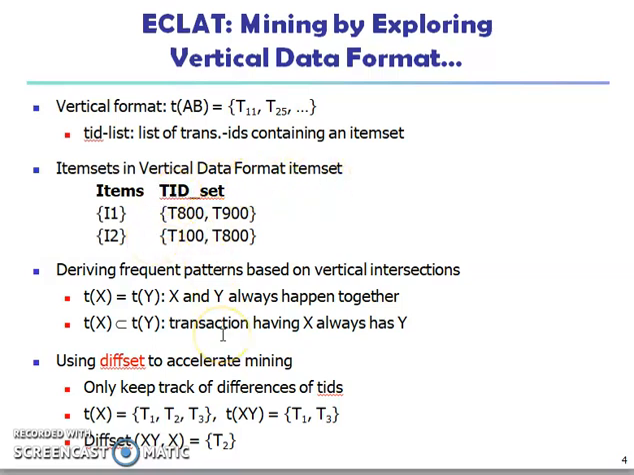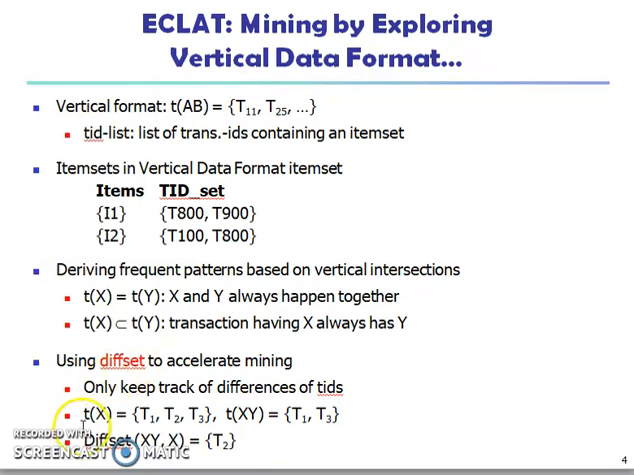And there is a condition here: deriving frequent patterns based on vertical intersections. If T(X) equals T(Y), then X and Y always happen together. And if T(X) is a subset of T(Y), then every transaction having X always has Y. There is also a different set.